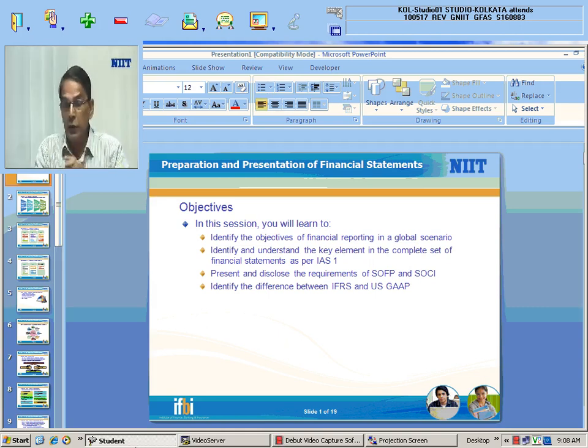So IAS 1 provides overall requirements for the presentation of financial statements, guidance on their structure, and the minimum requirements for their content. IAS 1 also prescribes the components of the financial statements that together would be considered a complete set of financial statements. So what really constitutes, or what are the various components of, a complete set of financial statements? IAS 1 prescribes that.